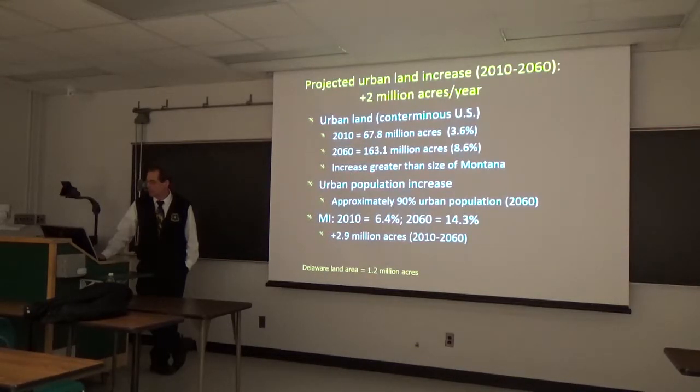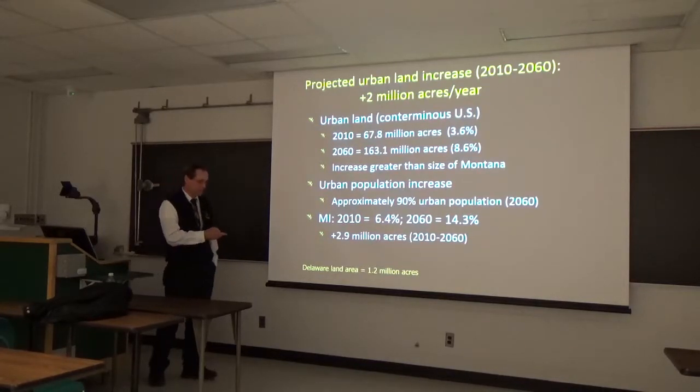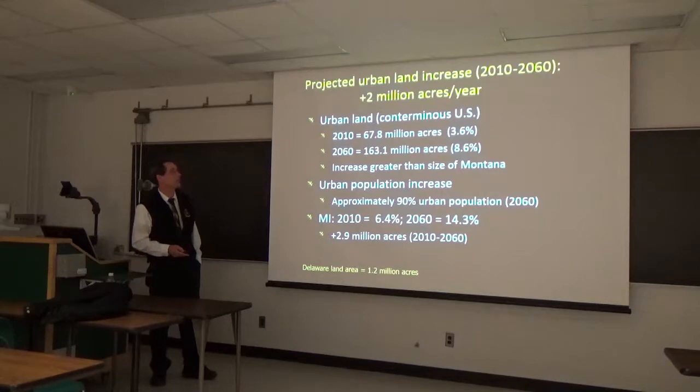Florida will be about 90% urban by 2060, and Michigan's projected to jump from 6.4% to 14.3%. So that's another almost 3 million acres of urban land, and to put that in perspective, Delaware is 1.2 million acres. So you're going to approximately double, or more than double, the size of Delaware. That's going to convert from rural land to urban land over the next 50 years. So if you don't think that's going to be an issue, we've got other issues, but this is a big one. It's a growing population and a growing consumption of resources and land base.